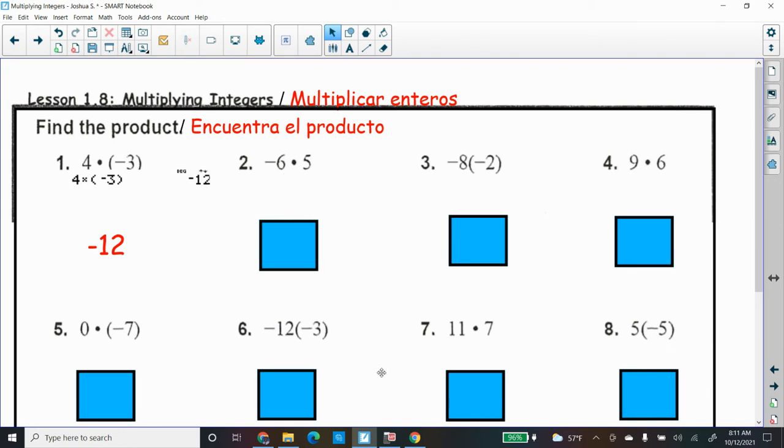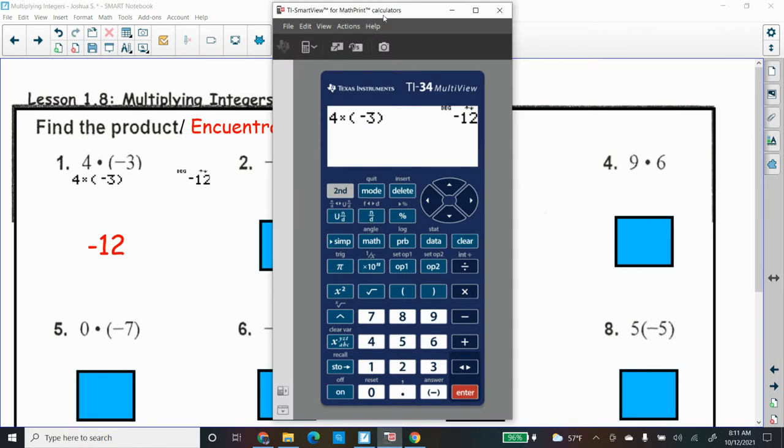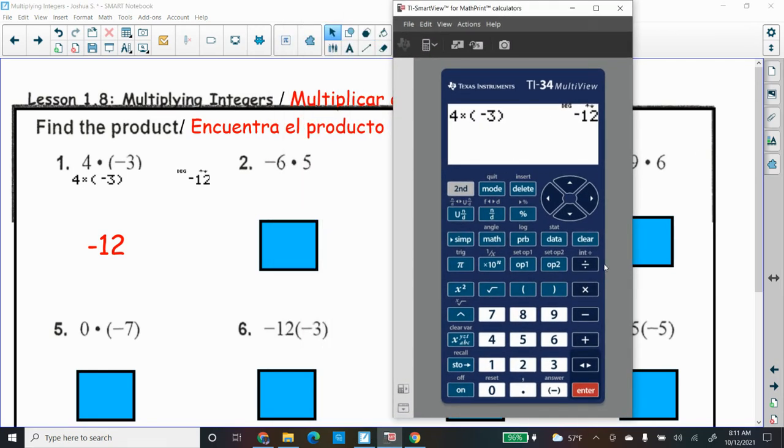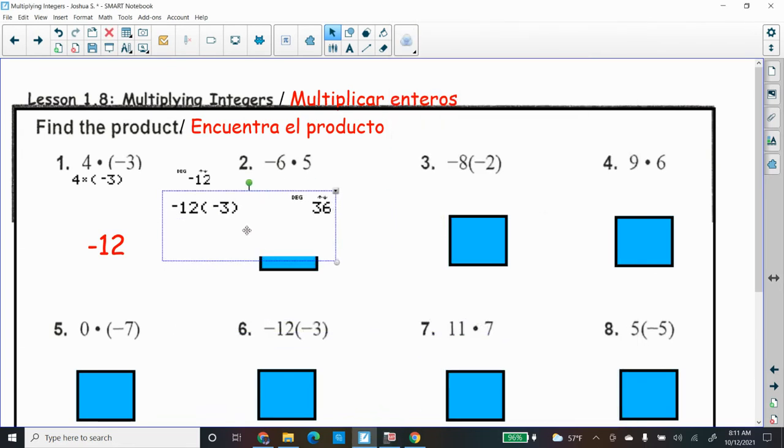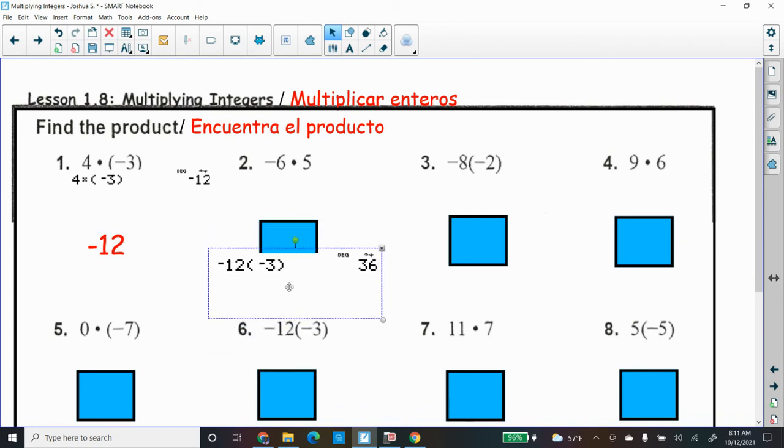So let's try one more. Let's try number 6. That's a good one. Let me move over a little bit. All right, let's clear this out. -12, parenthesis, -3. All right, press enter, and that gives us 36. And remember, when you don't have a sign on the number, it's automatically positive. So 36, so positive 36.